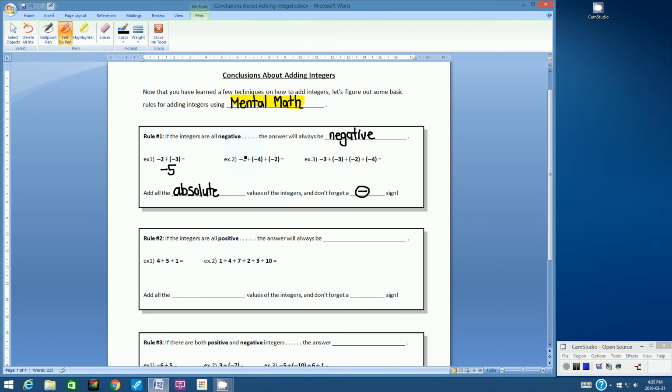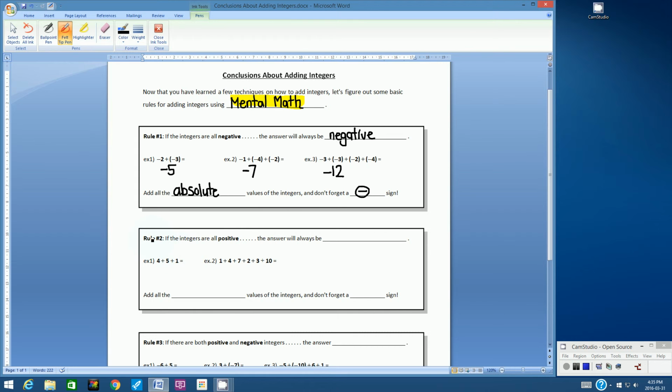The absolute value of 1 plus 4 is 5, plus 2 is 7. So if we add those absolute values up, we get a total of 7, and then don't forget the negative sign. Let's look at example 3. 3 plus 3 is 6, plus 2 is 8, plus 4 is 12. So if we add all the absolute values up, we get a sum of 12, and we know it's going to be a negative integer.